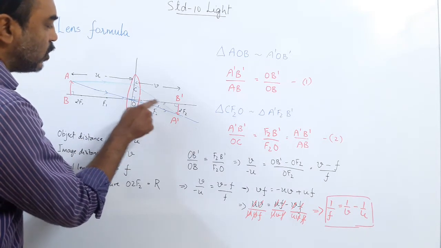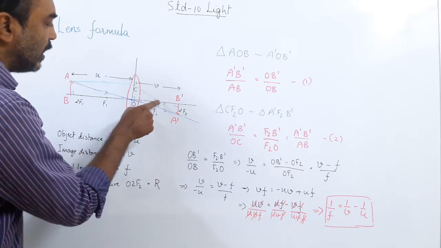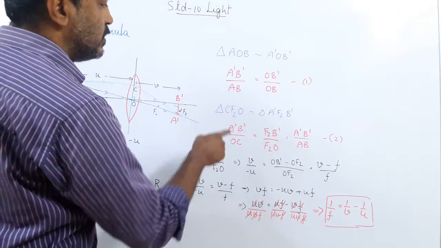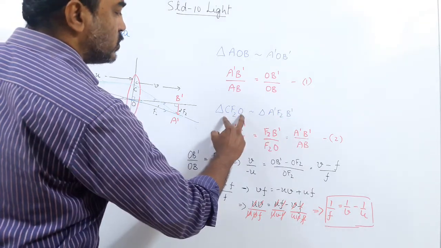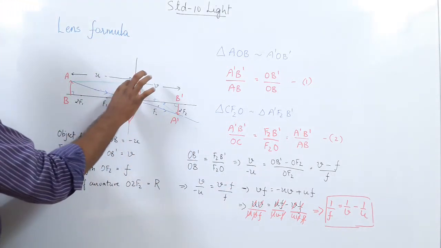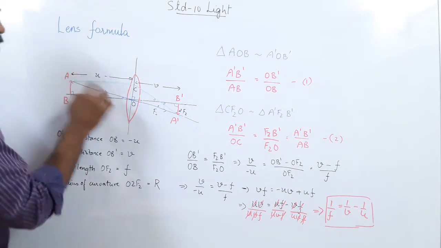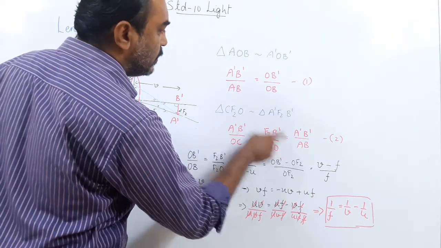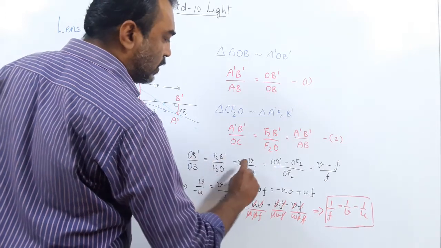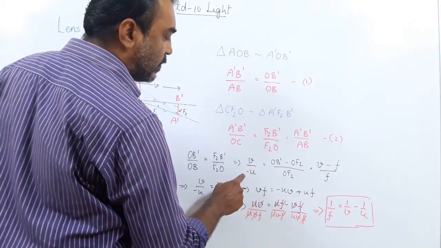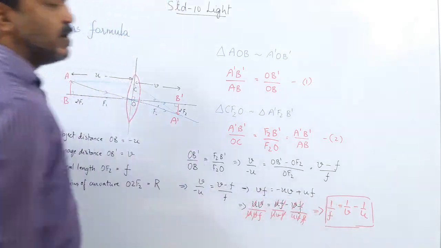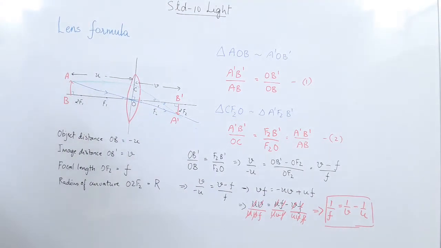Then we took this smaller triangle and this one. Here the two angles are vertically opposite, and two are 90. So triangle C F2O is similar to triangle A prime F2 B prime. So here we got A prime B prime upon OC equal to F2 B prime upon F2O. But what did we see? These lines are parallel, so OC equal to AB, and we replaced OC by AB. So we got V by minus U equal to V minus F upon F. Cross multiplying and dividing by UVF, we arrive at the lens formula.